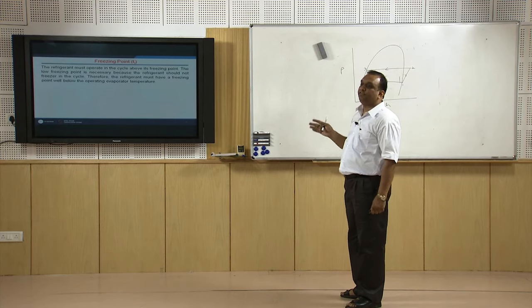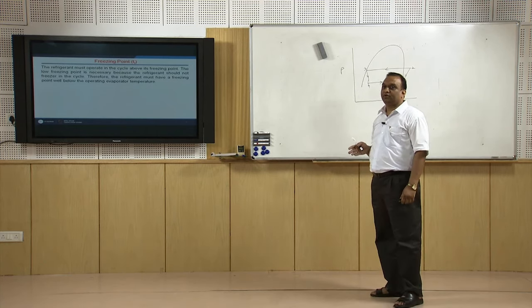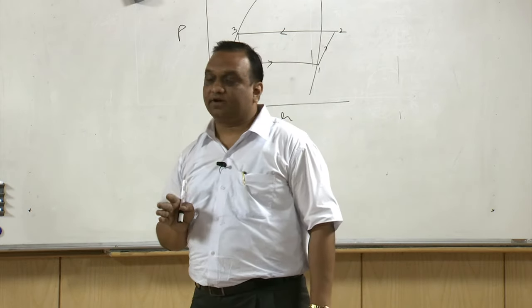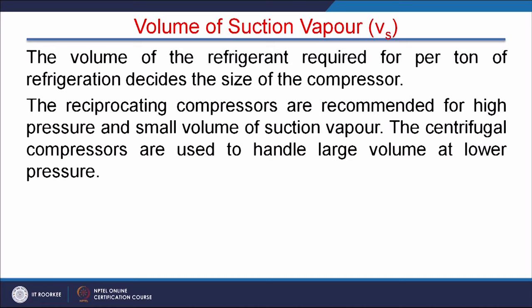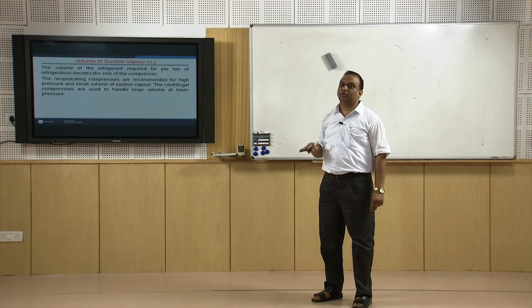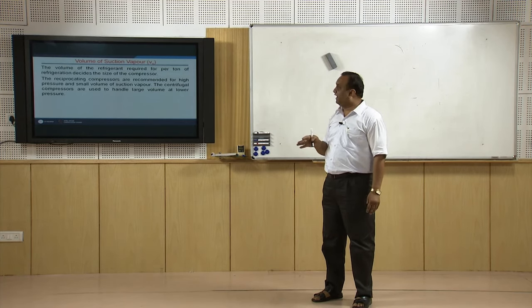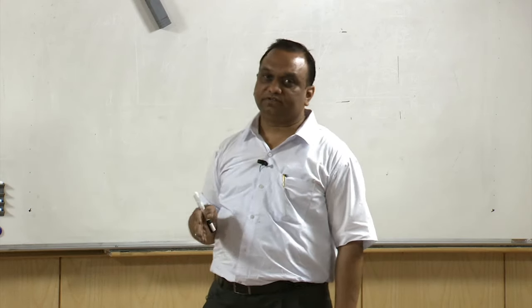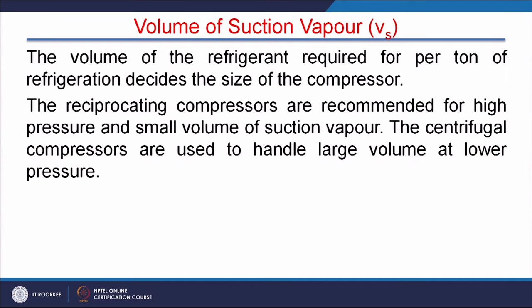Now, the freezing point of the refrigerant has to be low, because if the freezing point is high, that will also cause problems in the operation of the system. Volume of suction vapor. Regarding the volume of the suction vapor, we have to compromise. If the pressure in the evaporator is very low, the volume will be large. For handling large volumes of vapor in large capacity systems, centrifugal compressors are used. But the cost of compression increases.